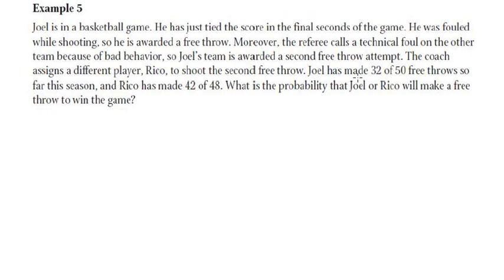So it tells us that Joel's made 32 out of 50 of his free throws, and Rico has made 42 out of 48. So it wants to know what is the probability that Joel or Rico is going to make a free throw to win the game. So basically, Joel's going to get to shoot his, and then Rico is going to come shoot his as the second free throw. This is not how this would work in basketball, though, because this person would actually get their first 2 free throws, and then this person would also have 2 most likely. But whatever. We're going to pretend like this is how basketball works. So here we go.